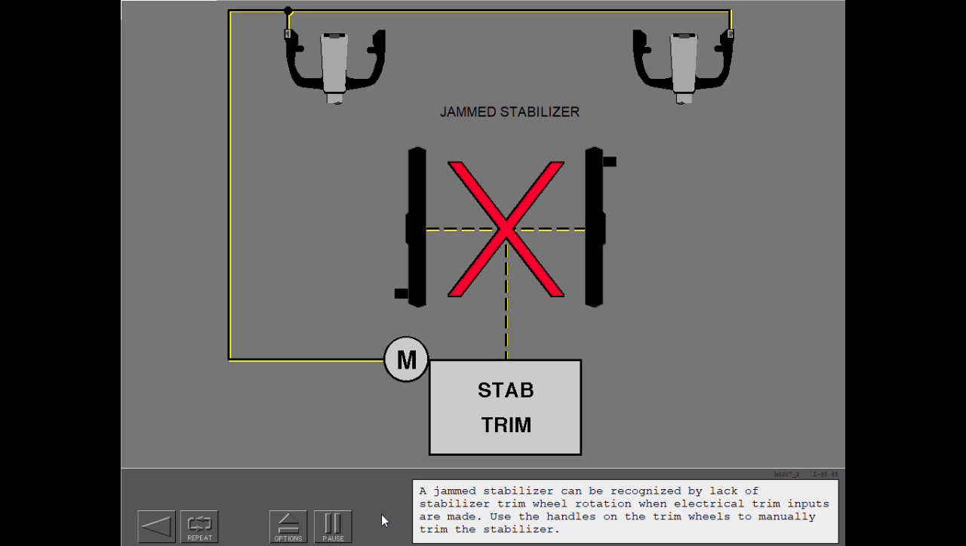A jammed stabilizer can be recognized by lack of stabilizer trim wheel rotation when electrical trim inputs are made. Use the handles on the trim wheels to manually trim the stabilizer.